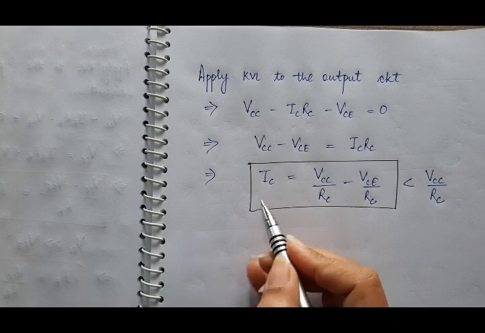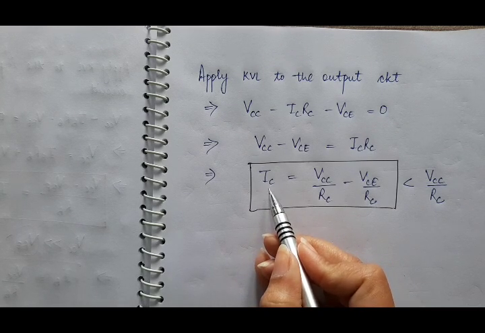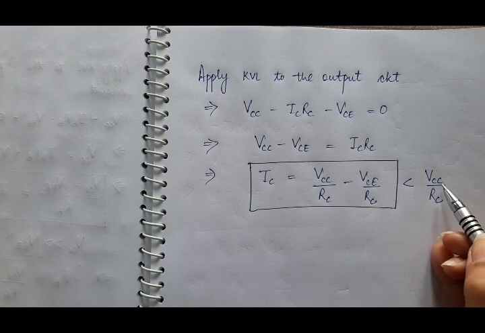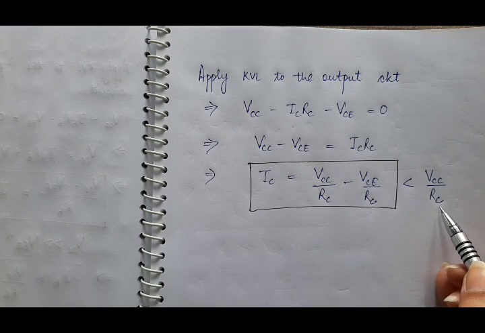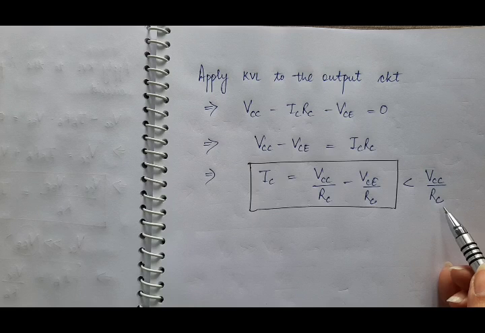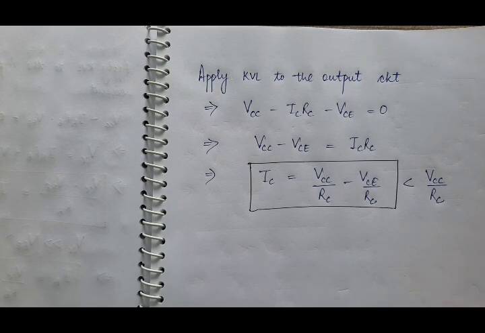And if in case the value of this collector current becomes equal to or greater than this VCC by RC, what will happen in that case? In that case, the output circuit will become forward biased instead of reverse biased. It means then the transistor will move to the saturation region, and the operating point will shift, and it will cause the thermal runaway situation of the transistor.